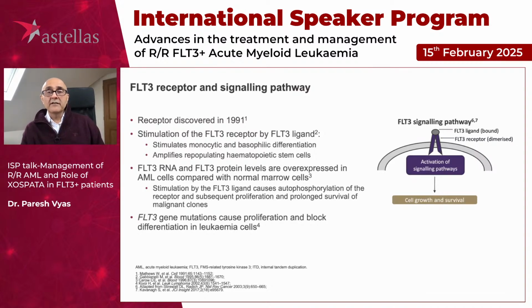So what is FLT3? FLT3, I hope you can see my arrow, is a molecule on the cell surface of blood cells, normal and leukemic. It binds FLT3 ligand, and the binding of ligand to receptor activates signaling pathways that lead to cell growth and survival, particularly in the progenitor compartment. Now, FLT3 RNA and protein is overexpressed in AML compared to normal cells, but crucially, mutations in the receptor that I'm showing you here cause a block in differentiation and excessive proliferation.